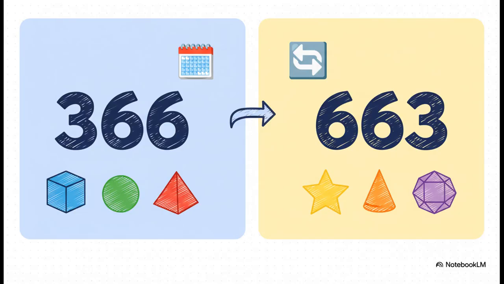All right, let's test this out. Our first test case is the number 366. You might know that one. It's the number of days in a leap year. And it just so happens to be a sphenic number with the factors 2, 3, and 61. Okay, now let's flip it. We get 663. And guess what? This is also a sphenic number. But look at its factors. 3, 13, and 17. They're totally different from the first set.